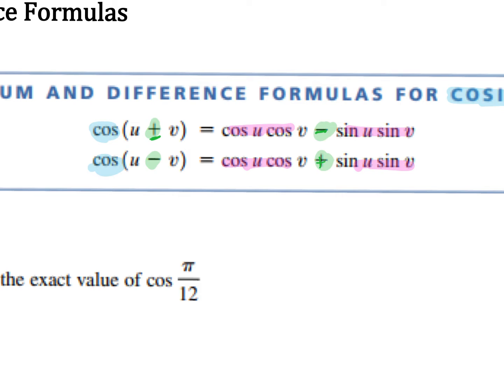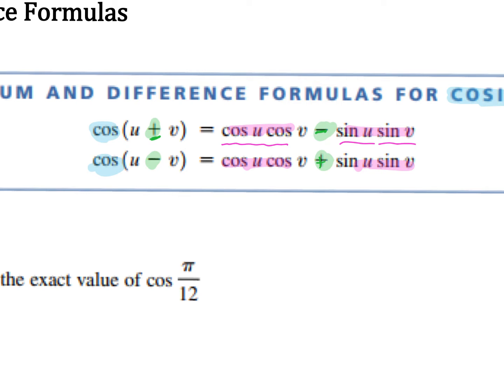I also want you to notice what I have highlighted in the pink here. The cosines are all together, the sines are all together. To begin with, you might think, I don't know what you're talking about, but you're going to see that the sine formulas look very similar. You have to be able to distinguish between the two. So I'm pointing out the similarities and the differences between them.